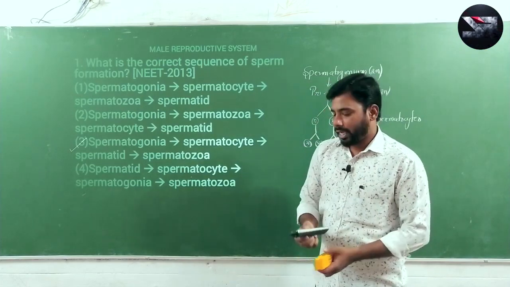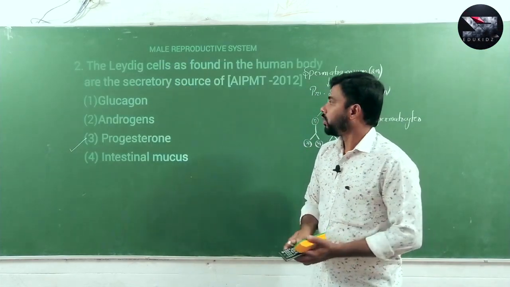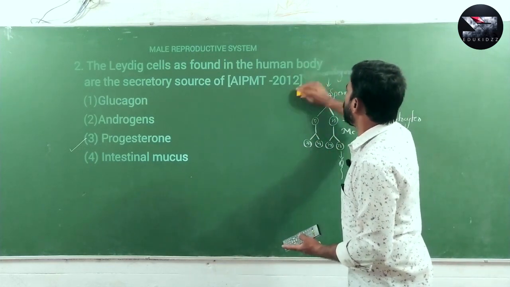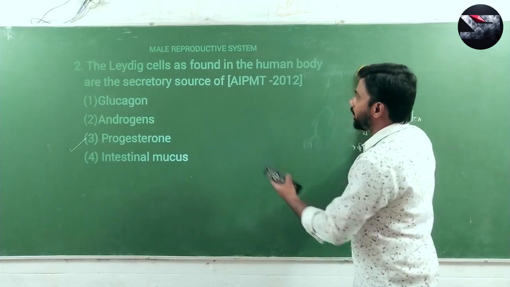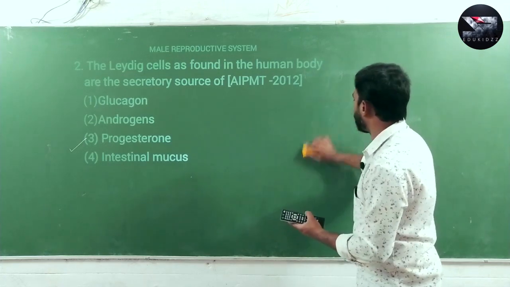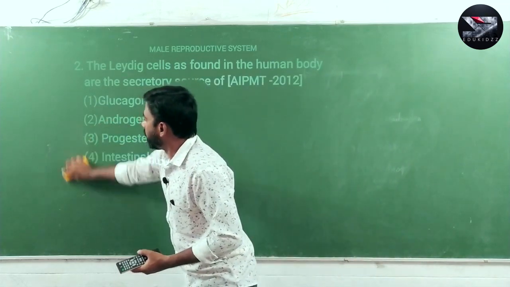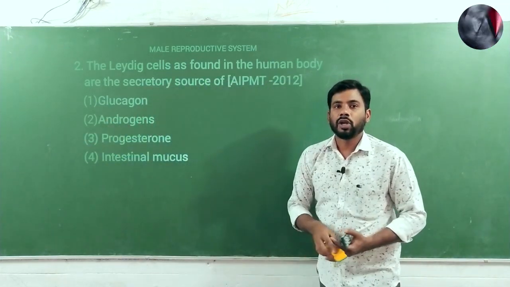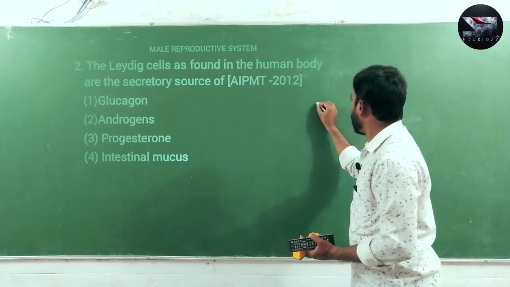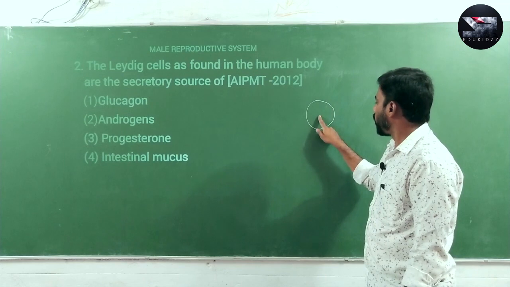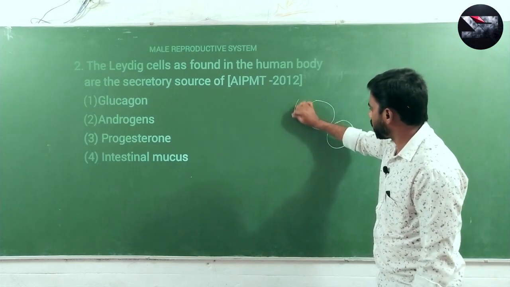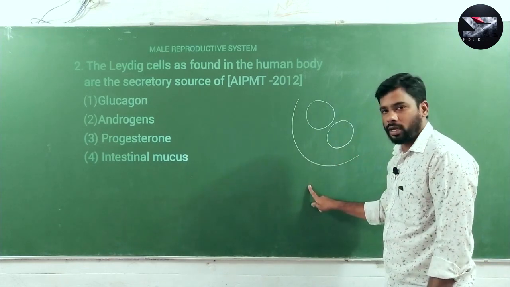Now let us take the next question. This question is, the Leydig cells found in the human body are the secretory source of what? Actually, Leydig cells are found in the interstitial space of the testicular lobule. If you take the sectional view of a testicular lobule, this one is one seminiferous tubule and this is another seminiferous tubule.